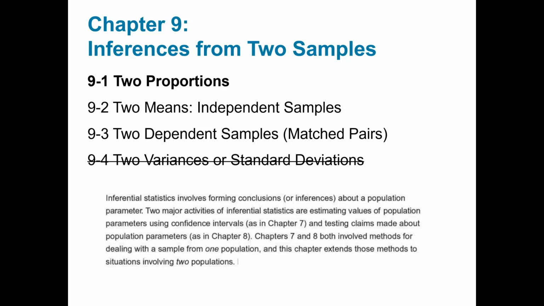This is Chapter 9, Section 9.1, and in Chapter 9, we're going to be extending the methods learned in Chapter 7 and Chapter 8 that were involving population parameters and dealing with a sample from one population to now talking about two populations for Chapter 9. So we'll be starting in 9.1 talking about two proportions.